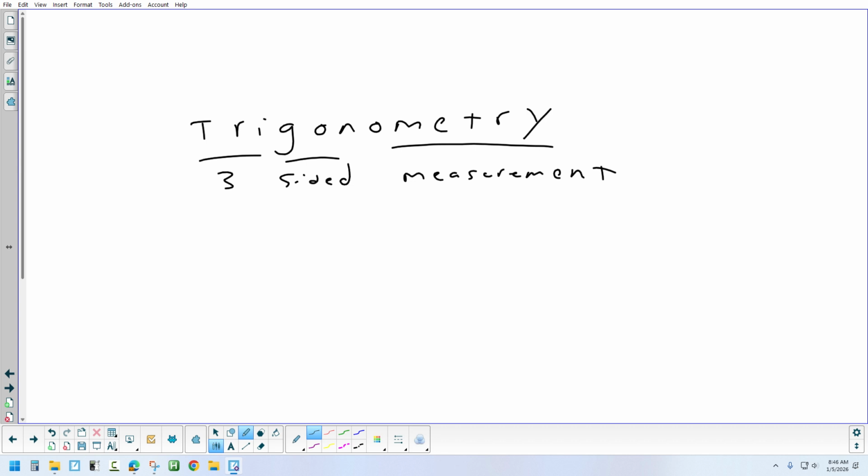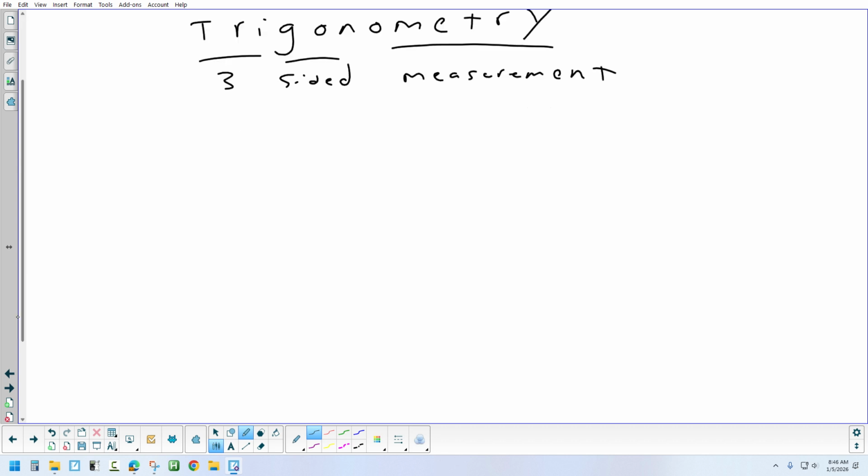Like hexagon, six-sided, pentagon, five-sided, octagon, eight-sided. Well, a trigon, that is another name for a triangle. We normally don't call it a trigon. We call it a triangle. But the idea is we're measuring triangles. That's what trigonometry is, okay? Measuring triangles.